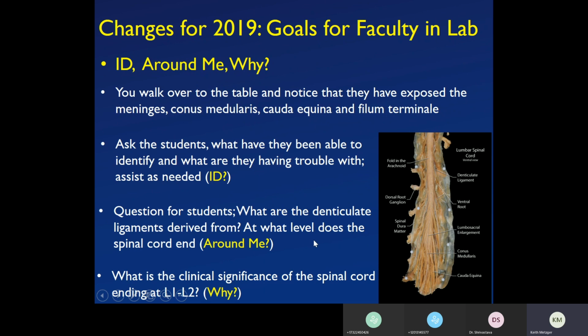And then the why. And again, here you're going to be using some of your clinical experience. You might ask them, what's the clinical significance of the spinal cord ending at L1, L2? If it continued going down, what constraints might that enact on our ability to get cerebrospinal fluid? Whatever you'd like to throw in there. And some of our resources will have good examples of clinical significance. Okay, so ID, around me, why?